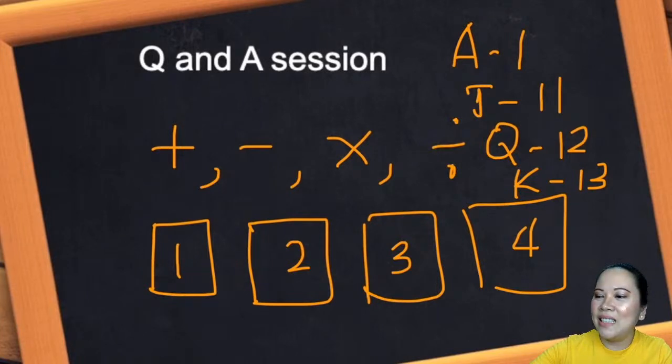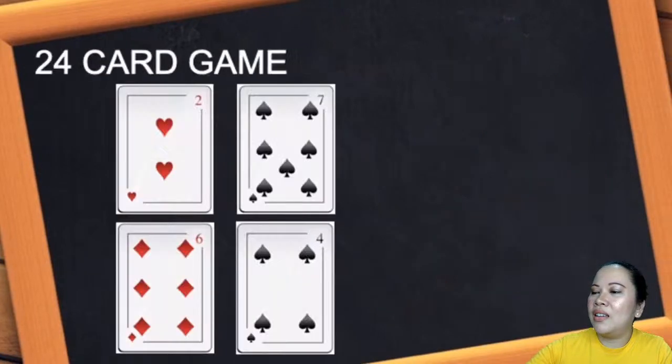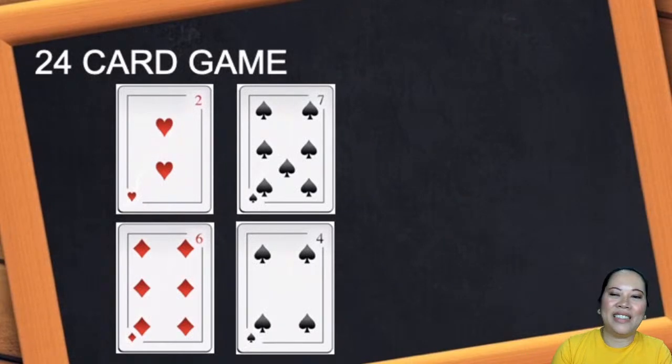All right. Okay, so let's start with our first card. What you need to do is type in your answer.